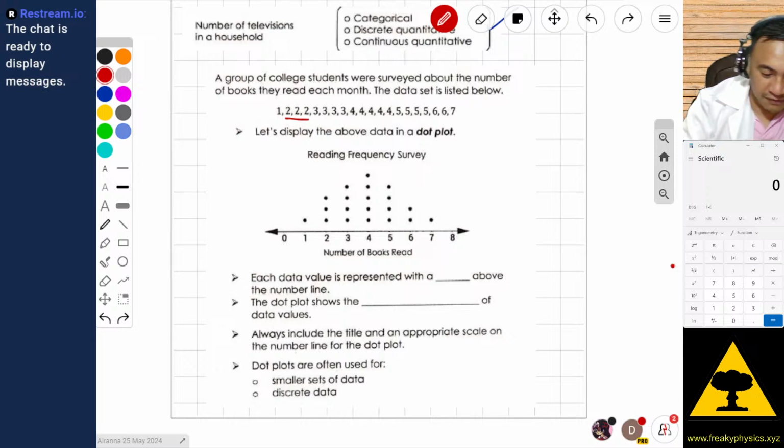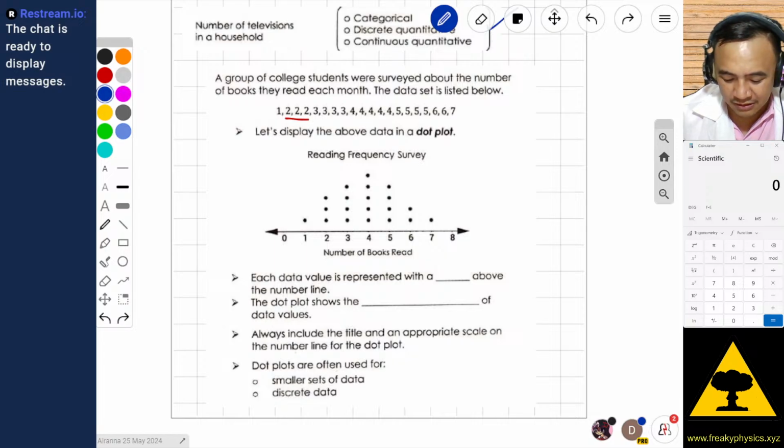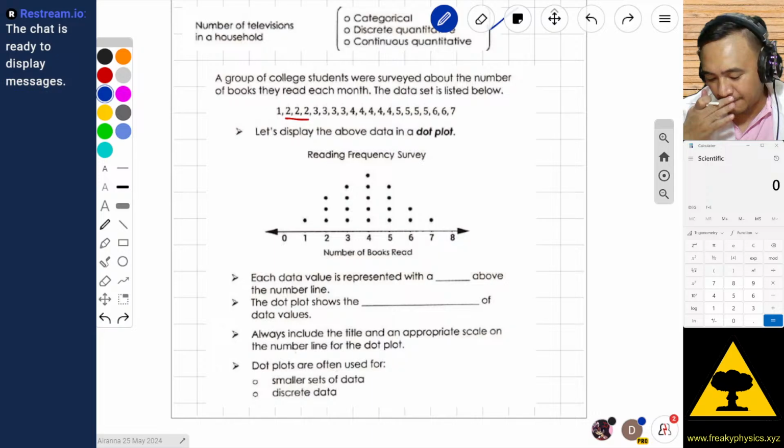Okay, let's fill in the blanks here. What's the first blank? Each data value is represented with a blank above the number line. Dot. It's a dot.